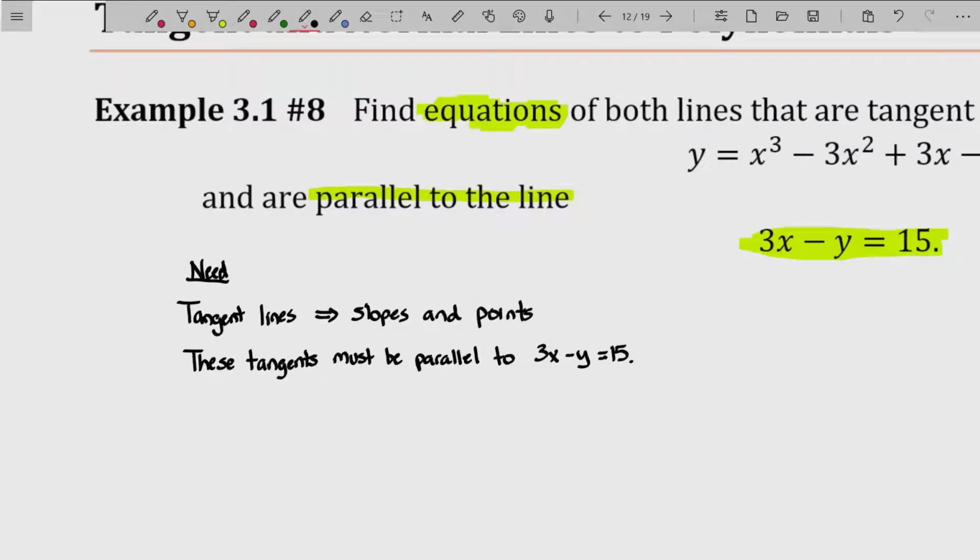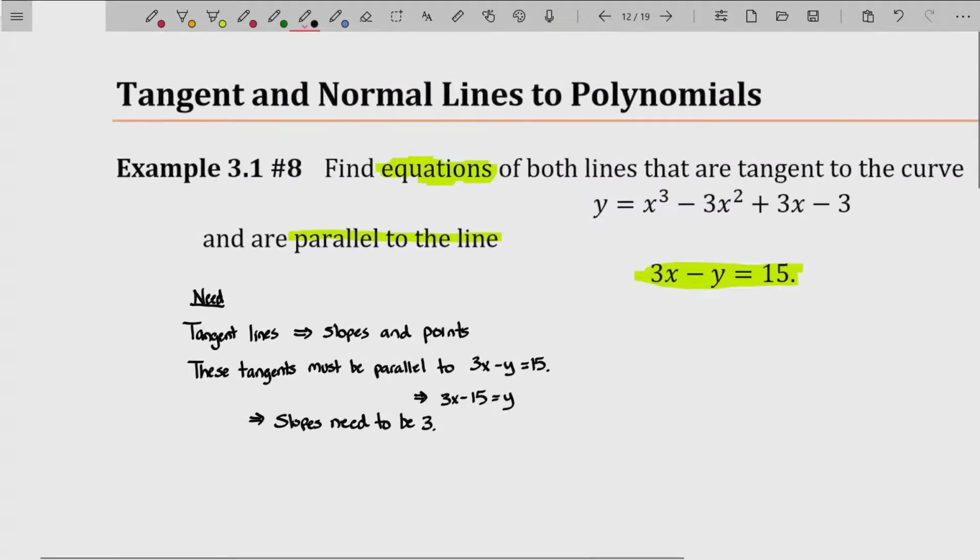These tangents must be parallel to the line 3x minus y is equal to 15. And now I know that implies we are dealing with the equation 3x minus 15 is equal to y. I just shifted things around there. So this will imply the slopes need to be 3. Notice that I haven't done any mathematics yet. I've just clarified the question they are asking me to do, and written it in a form that's easy for me to understand.